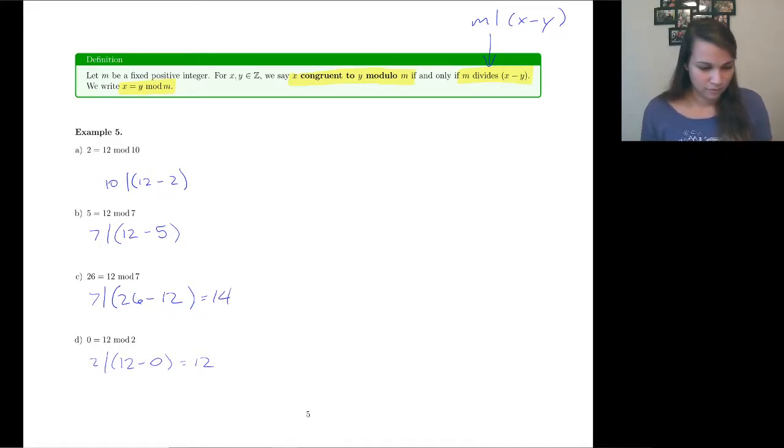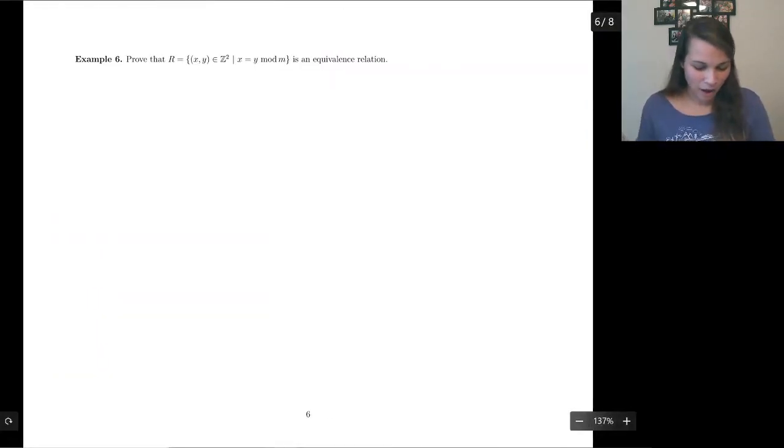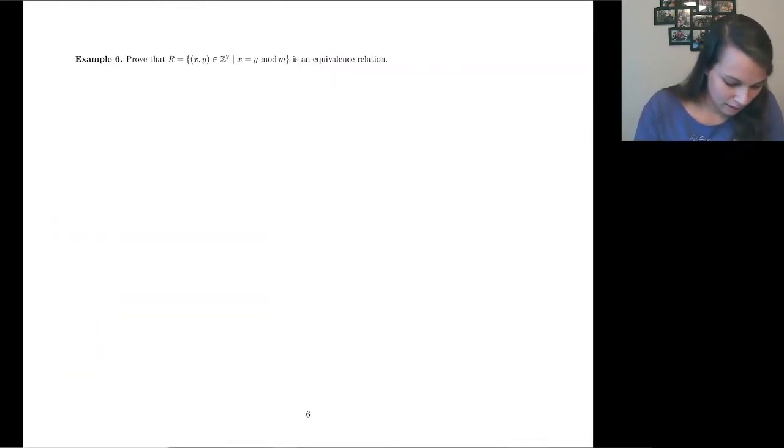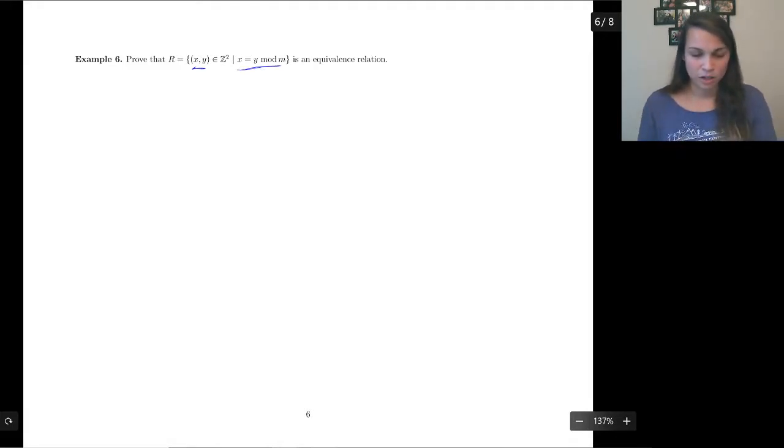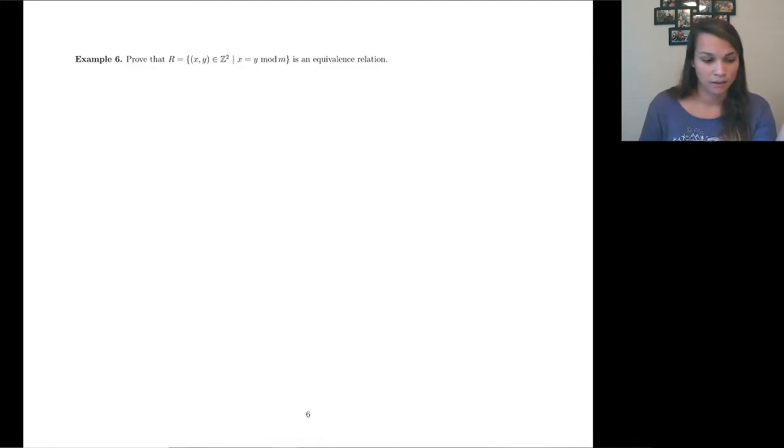Alrighty, so since we have that now, let's go back to relations. I want to prove that if x and y come from Z cross Z, then the modulus relation that I just defined is going to be an equivalence relation, which means we need this relation to satisfy reflexive, symmetric, and transitive. Let's get going.